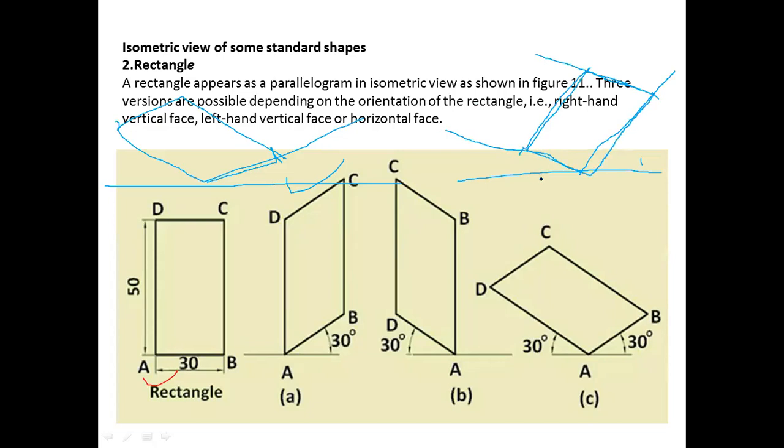Got it? So this is how we can draw it. The main thing is these lines are drawn at 30-degree. Okay, and the main dimensions, the true dimensions, I told you earlier we discussed it. True dimensions are drawn parallel to this axis as they are. This is 30, then this is also 30. This is 50, and this is also 50. This is also.